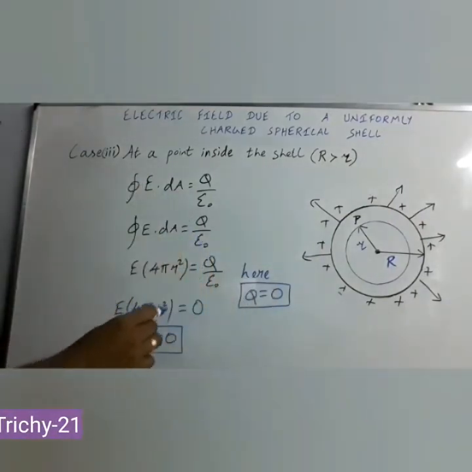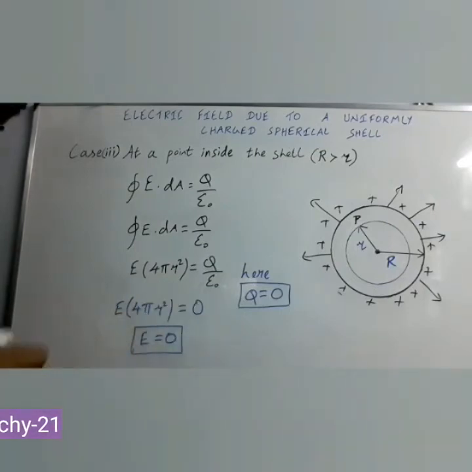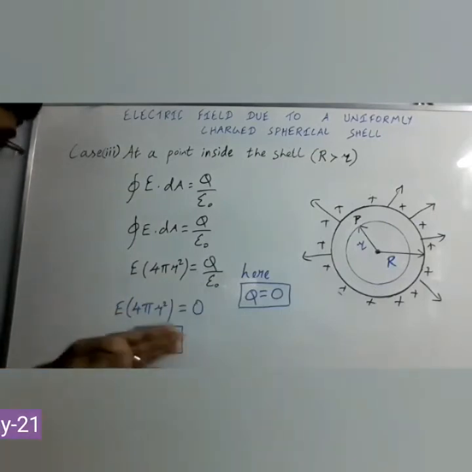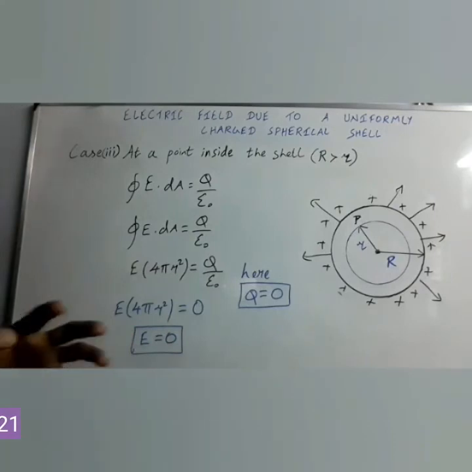E 4 pi r square is equal to 0. Then what is the value of the electric field inside the shell? That is equal to 0. So there will be no electric field inside the charged sphere.